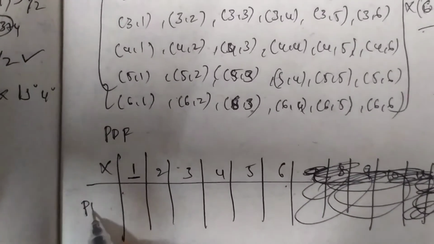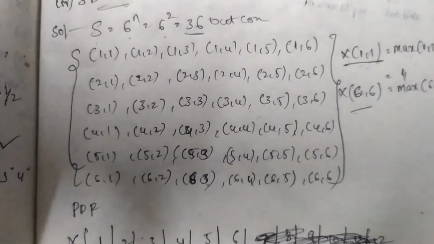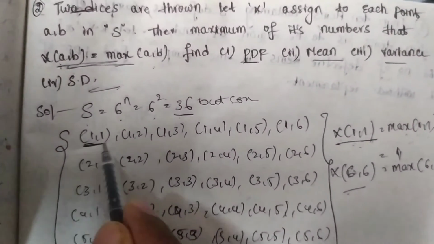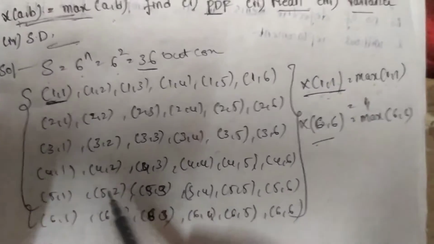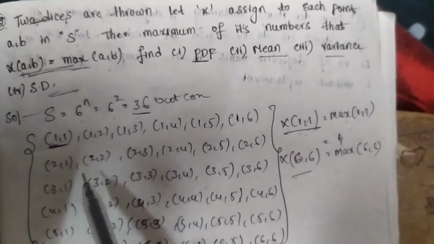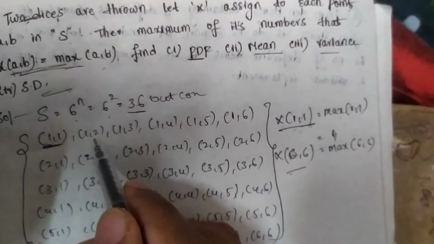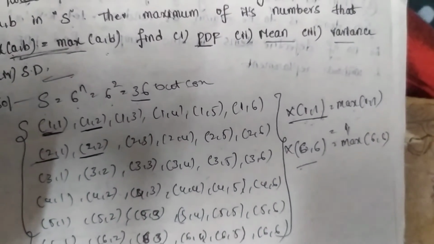Probability distribution function, PDF of p of x. For x equals 1, the maximum value 1 occurs only for (1,1), so here we write 1 by 36. For x equals 2, the maximum value 2 occurs for (1,2), (2,1) and (2,2), that is 3 by 36.